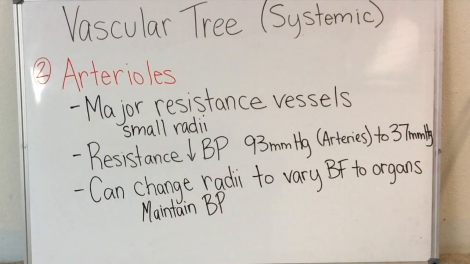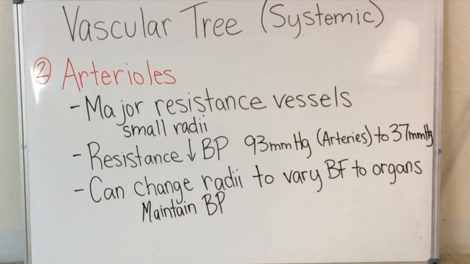Arterioles are the second branch of the tree. They offer major resistance, especially in comparison to the arteries which they adjoin to. This resistance is caused by their small radii and small number. This resistance causes a drop in blood pressure.